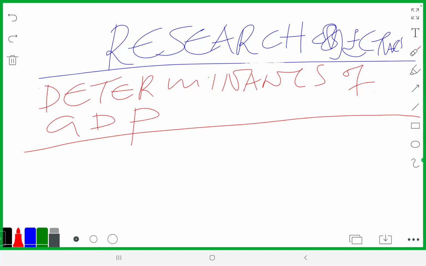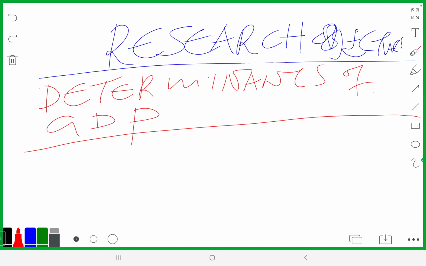You can say what determines GDP in Zambia. You are more specific now. What determines GDP where? Now, this is the topic. What could be the aim of the topic? The aim of the topic is to bring out the factors that impact GDP. Because of that, you can easily come up with a general objective.